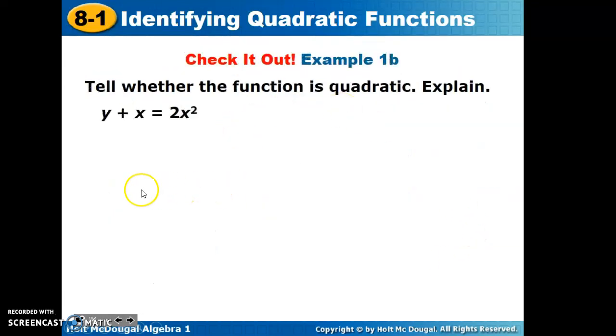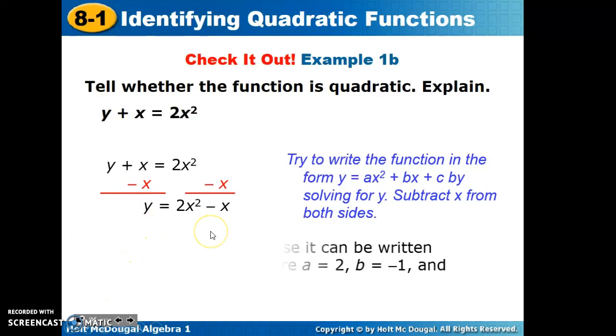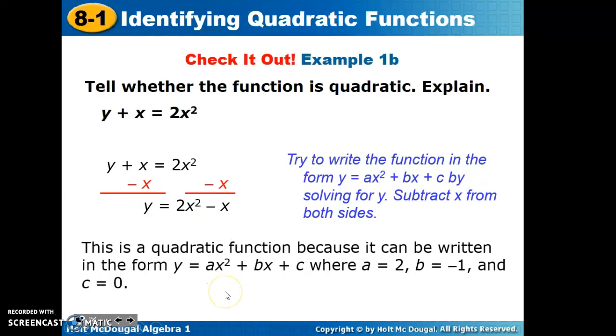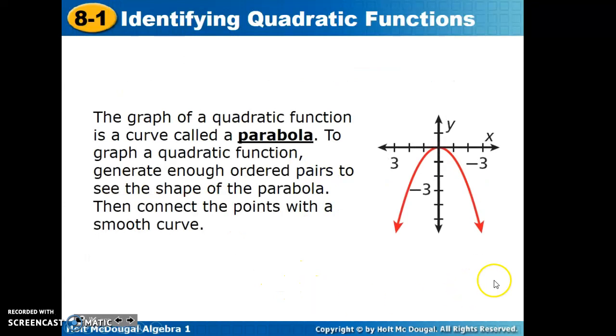Tell whether this function is quadratic. Well, we know that we have a common form, y equals ax squared plus bx plus c. If we can put it into that form, they say by subtracting x from both sides, we can write it in the standard form, and we know that c, because we don't have a constant on the end, is equal to 0.